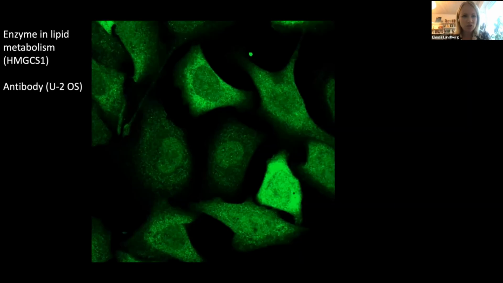So again, just to show you one example, this is HMGCS1. It's an enzyme involved in cholesterol biosynthesis pathway, and here we've stained it with an antibody in U2OS cells. Again, we see localization to the cytosol, sometimes to the nucleus, or both, and we see this variation in expression levels as well. And for this enzyme, the known function is in the cytosol. There's no description about any function in the nucleus.